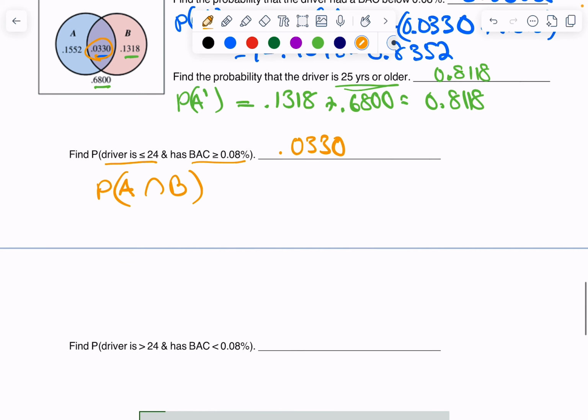Next one is find the probability of driver is greater than 24 and has blood alcohol content less than 0.08%. So what we're doing is we're going to take the complement of A intersection B. So that means this number right here that is outside of A and B, so 0.6800. I'm not sure why the page cutoff is funny on these, but not sure what's going on.